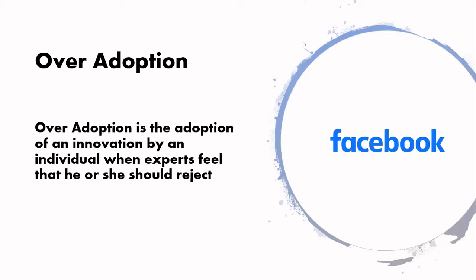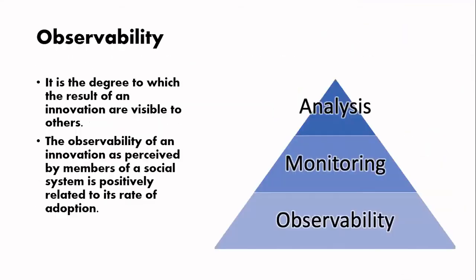Over adoption also has two things. In the coming slide we will discuss. This is actually I put as an example. Over adoption is adoption of an innovation by an individual when experts feel that he or she should reject it. That means not total rejection, but engaging or dealing with it too much, which experts think should not be done, but the target customers over-adopt. That is called over adoption, for your information, right?